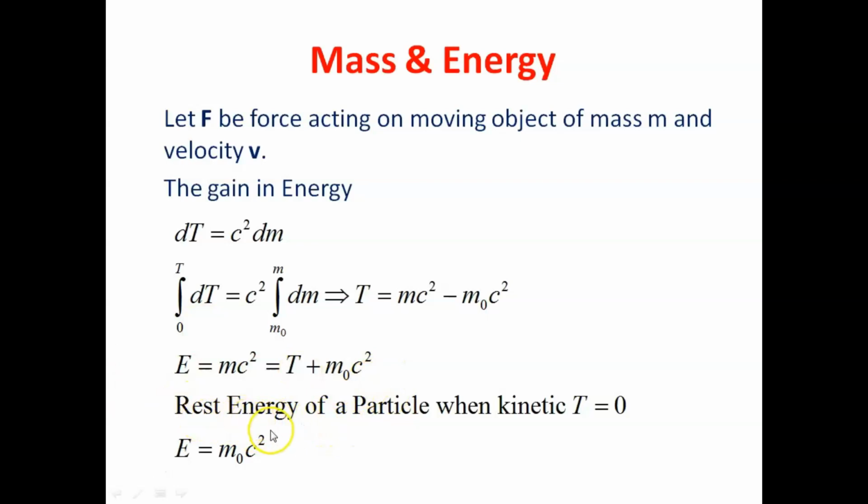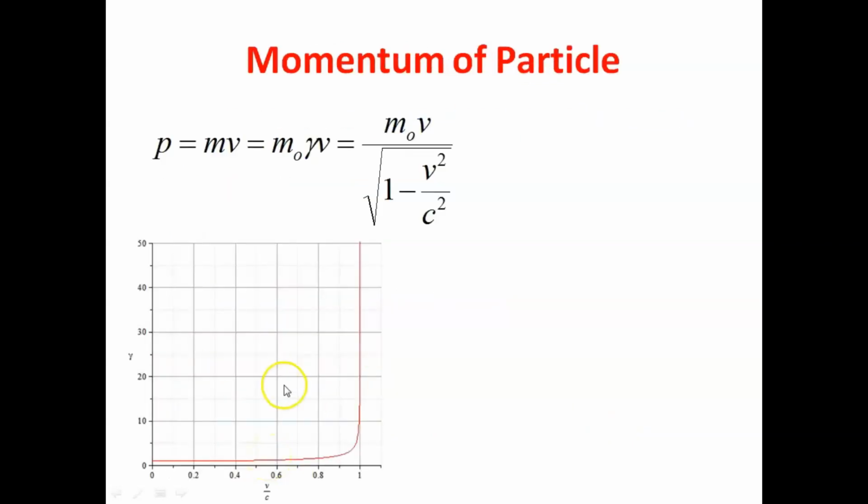Now in case the particle is at rest, the kinetic energy T is equal to 0. In that situation E is equal to m0 c square, that is the rest energy. Momentum of particle, P, is equal to mass into velocity, and this mass is a function of velocity and can be written as m0 gamma times v. So the relativistic momentum of a system is m0 v divided by under root of 1 minus v square by c square.